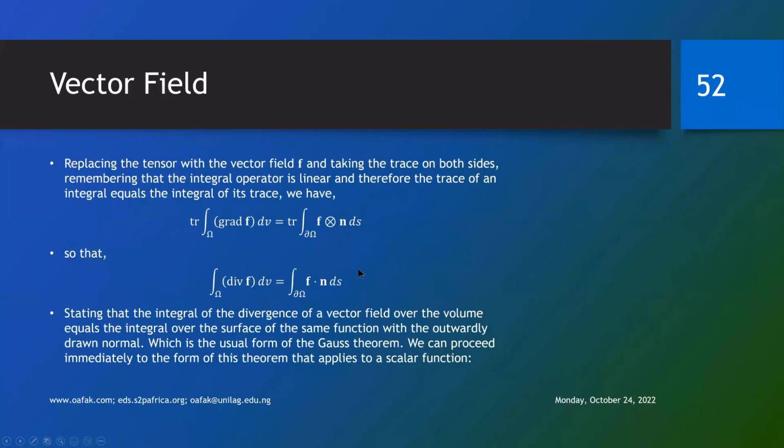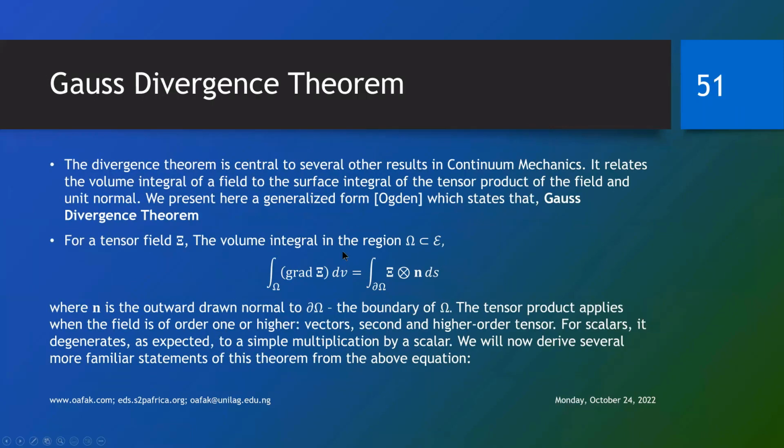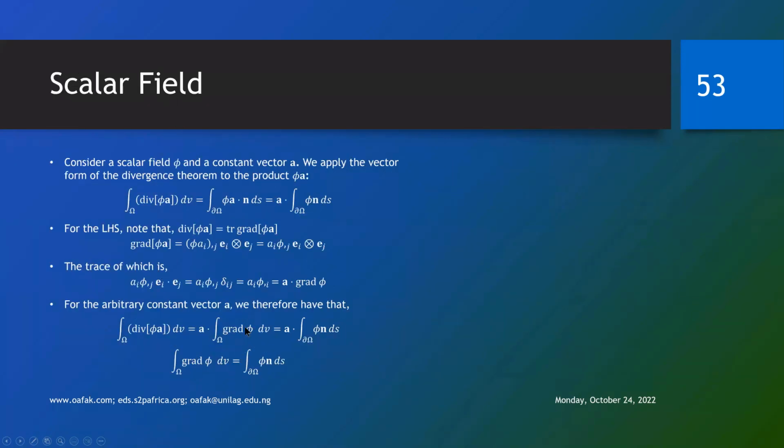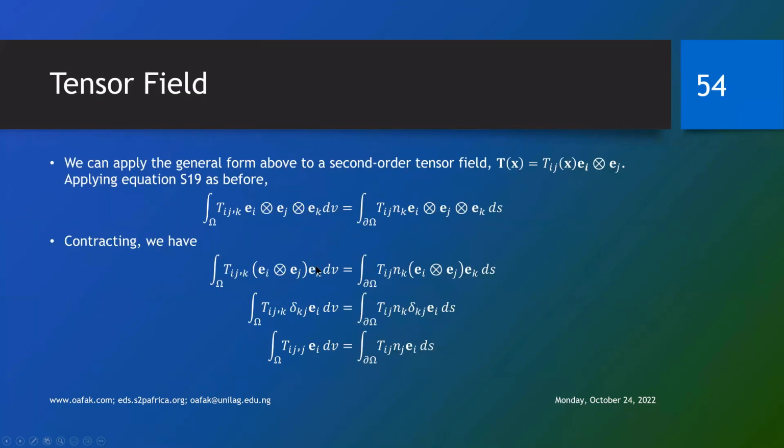So what I want you to remember is the general formula from which we can extract the divergence theorem for all sizes of objects, whether they are scalars or vectors or tensors or higher order stuff. Everything is contained in this formula here, which I don't know who invented it, but I saw it in the book by Ogden. From there, you can get the result for a vector field. From there, you can get the result for a scalar field. And from there, you can get the result for a tensor field and for higher quantities.